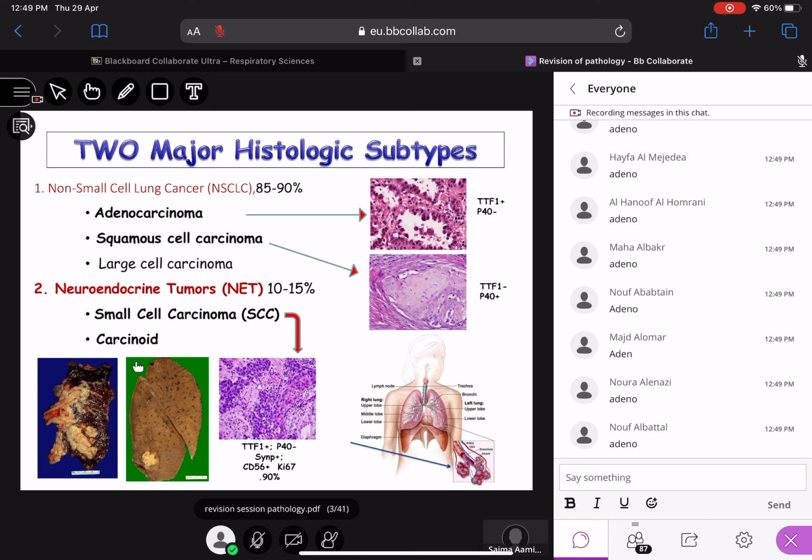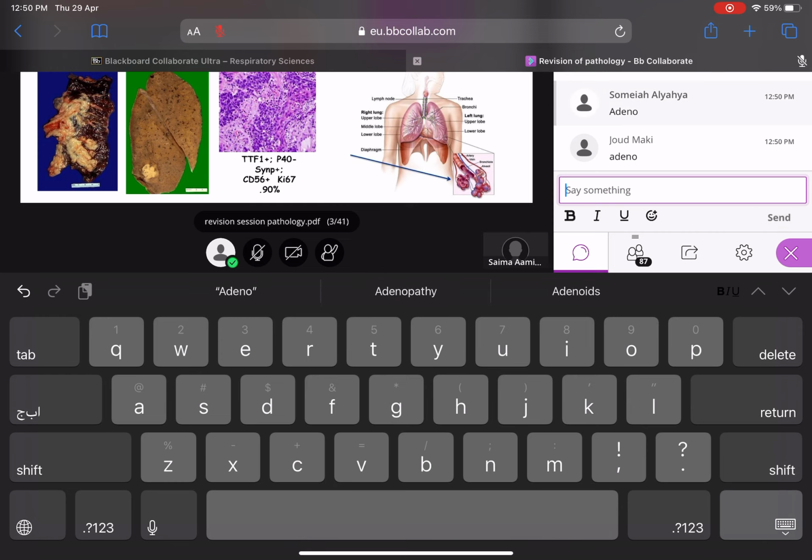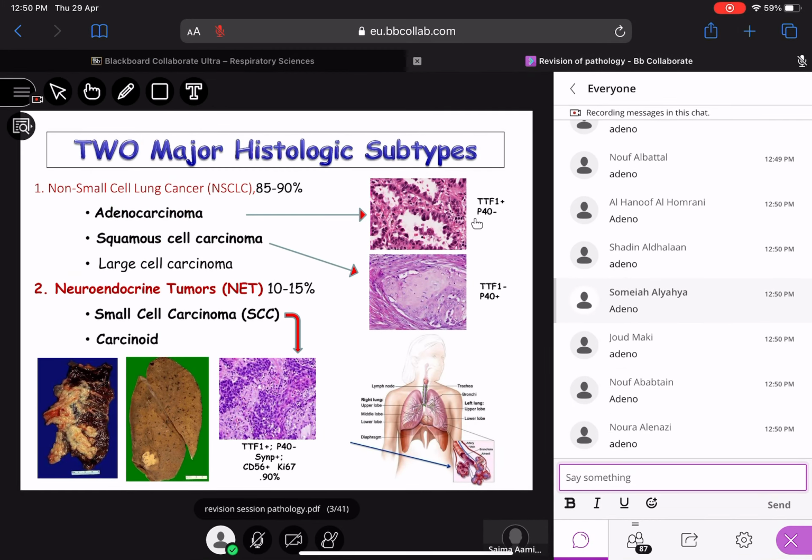Okay. So, according to WHO classification, you now classify the lung cancers into two major categories: non-small cell lung cancer and neuroendocrine tumors. In non-small cell, you have further adenosquamous and large cell. And in neuroendocrine, you have small cell carcinoma and carcinoid. And also you can include large cell neuroendocrine carcinoma. So, what is your diagnosis in this? You have the histology and you have the immunos for TTF1 and P40 negative. It's adenocarcinoma. Remember, P40 is negative, so it's most likely adeno.